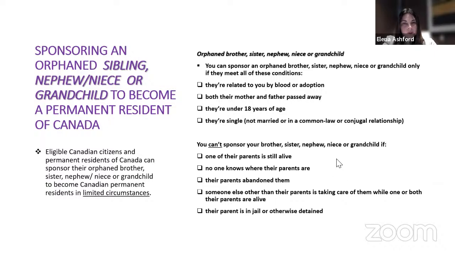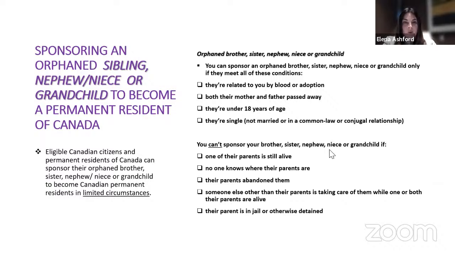And in addition, the orphaned sibling or nephew or niece or grandchild has to be under 18 years of age, and they have to be single. They cannot be married or in common law or in a conjugal relationship. So it's different from sponsorships in the United States, where you can sponsor a sibling of any age, of any status. You can sponsor a sibling who's married. It takes a long time, but in the US, you can sponsor someone for a green card in that situation.